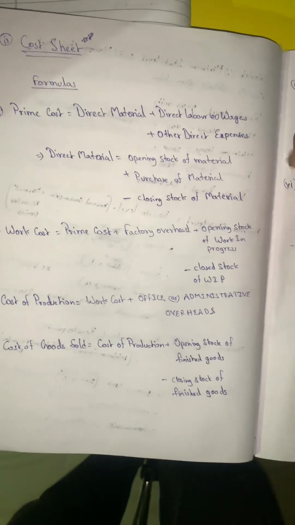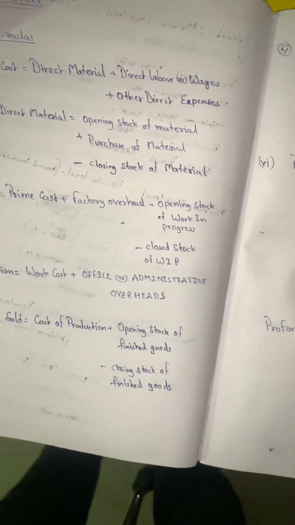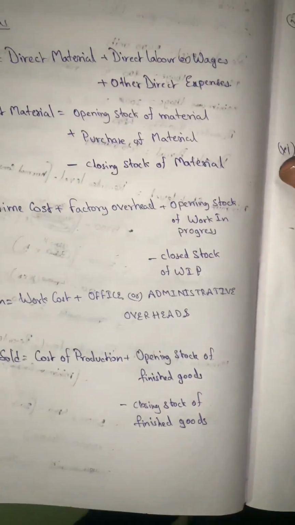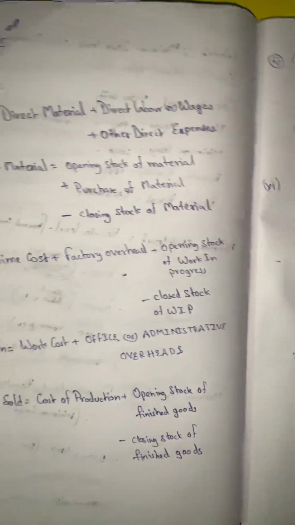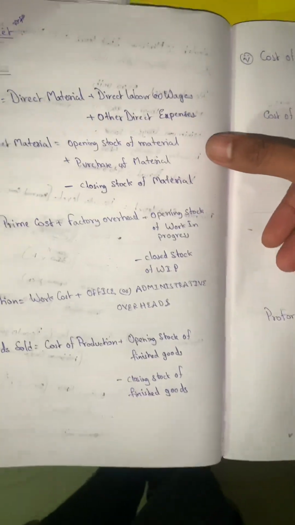It's prime cost plus factory overheads. Factory overheads, in the sense, for example, you need to pay lease for the factory, right? So that kind of expenses and current expenses, and whatever expenses come specifically under the factory, that is called factory overhead. And then there is opening stock of work in progress, so let me explain this.